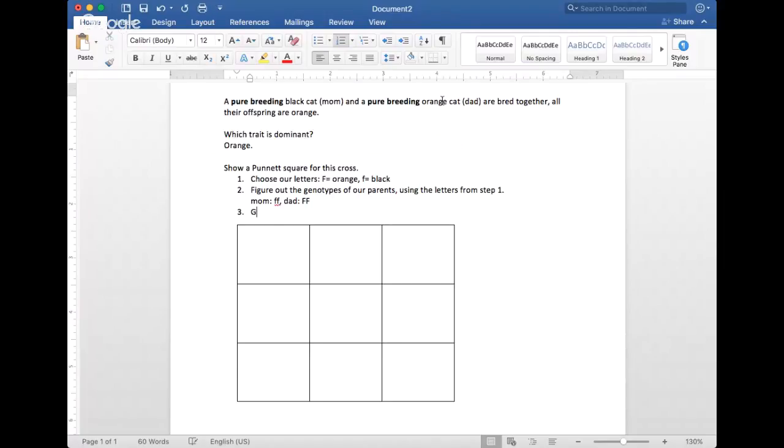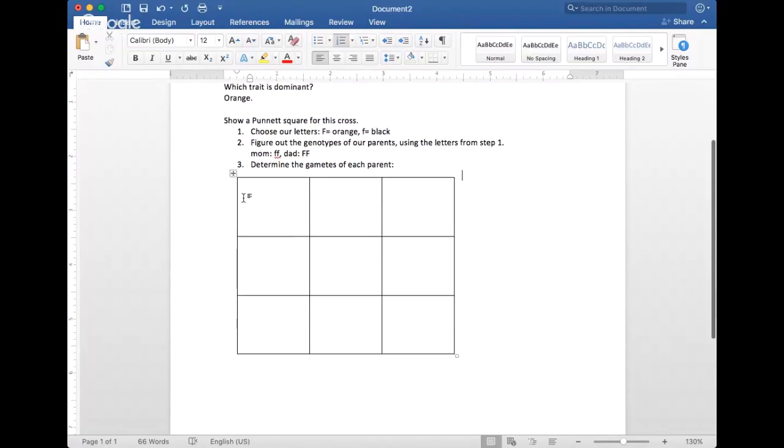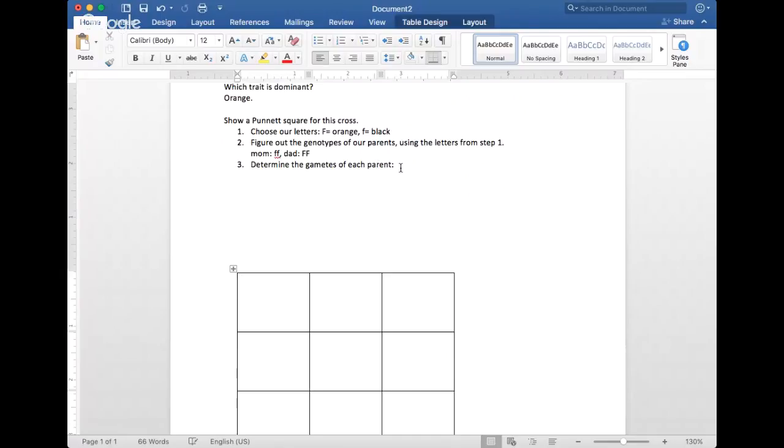Then we have to determine the gametes of each parent. Move our Punnett square down a little bit. Okay, determine the gametes of each parent. Mom can give only one option, right? Mom can give little f, or mom can give little f. That's it. Mom can give a little f. Dad can give big F or big F. Dad can only give big F. Okay. So that's it. Those are our gametes.